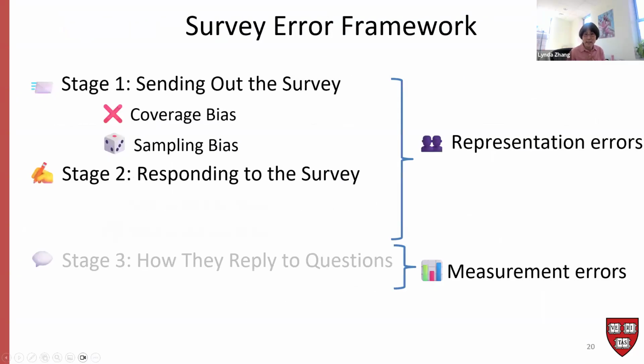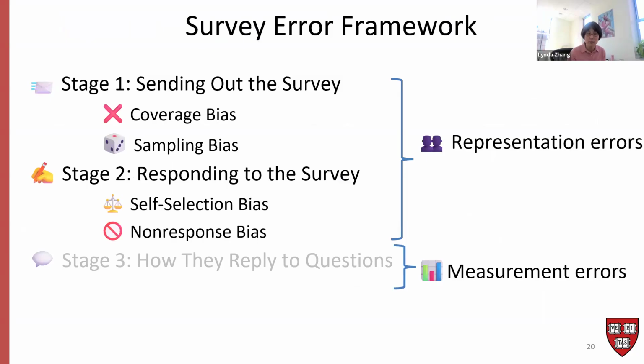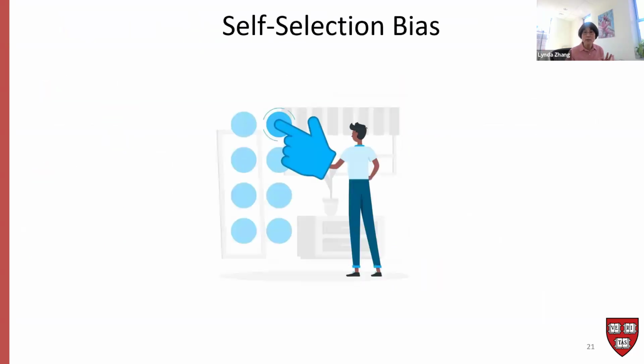Now let's talk about the second stage, which is when people receive the survey, do they actually complete it? At this stage, two major biases can affect your survey quality, which are self-selection bias and non-response bias. Self-selection bias occurs when certain individuals are more likely to respond to a survey based on their personal experience, attitudes, or opinions, leading to systematic differences between the responders and the non-responders.